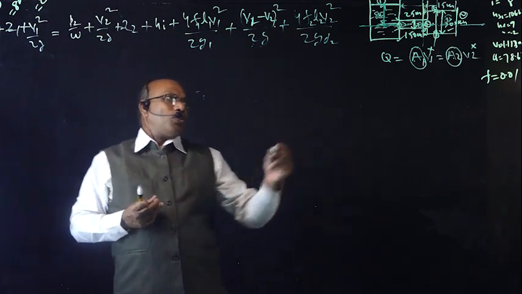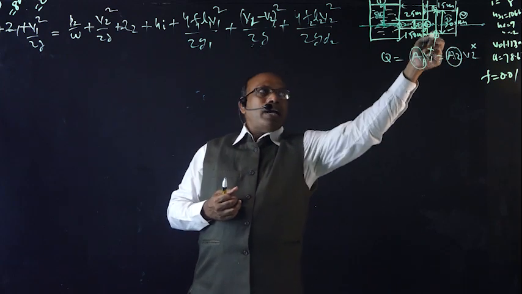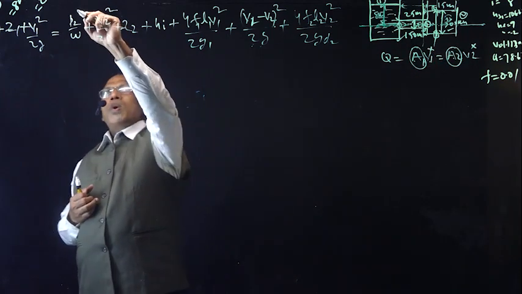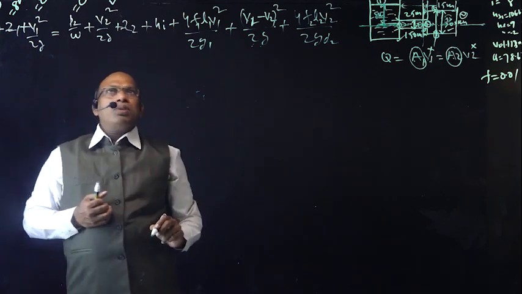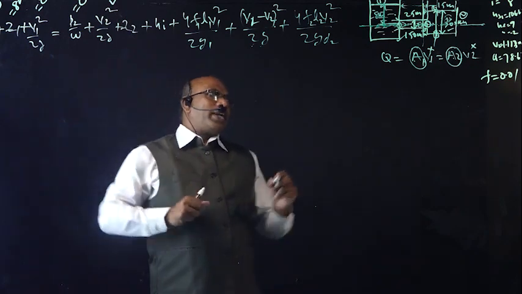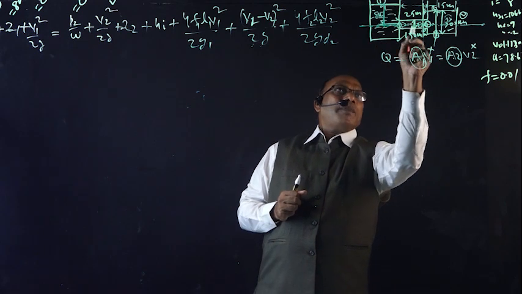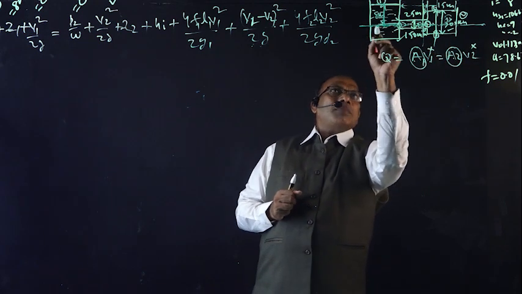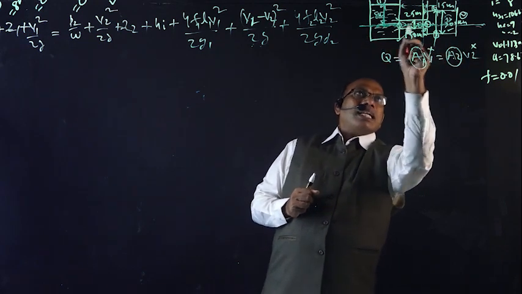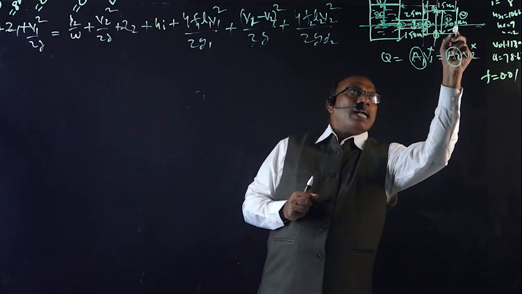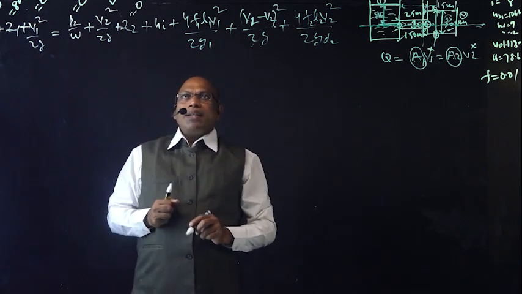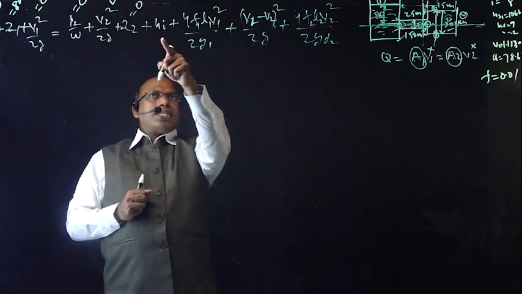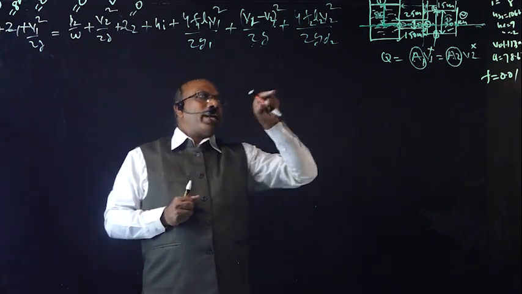Then at section 2, that is at the outlet, there is no pressure head, and we have velocity head. And another one, datum head. Datum head at the outlet of the pipe is 0, because the datum line is taken at the center line of the pipe. Z2 is equal to 0. Then HE, which is nothing but the head loss because of the entrance.